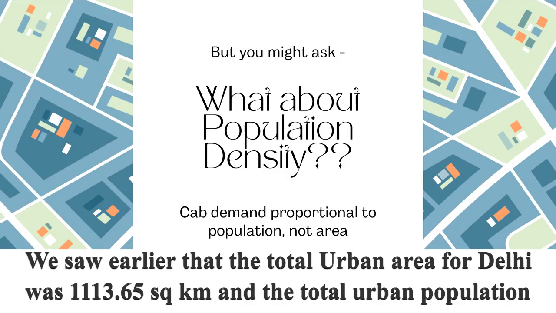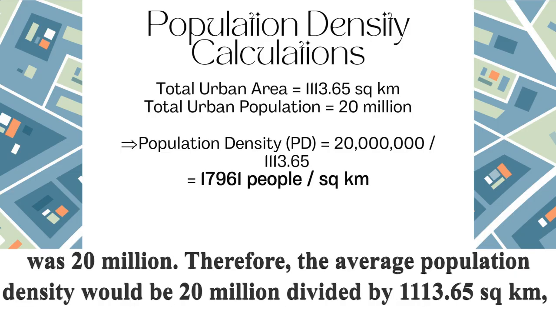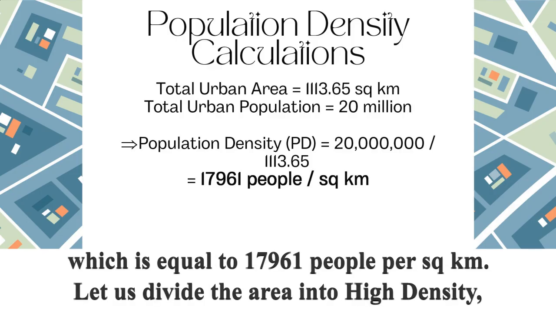We saw earlier that the total urban area for Delhi was 1113.65 square kilometers and the total urban population was 20 million. Therefore, the average population density would be 20 million divided by 1113.65 square kilometers, which equals 17,961 people per square kilometer.